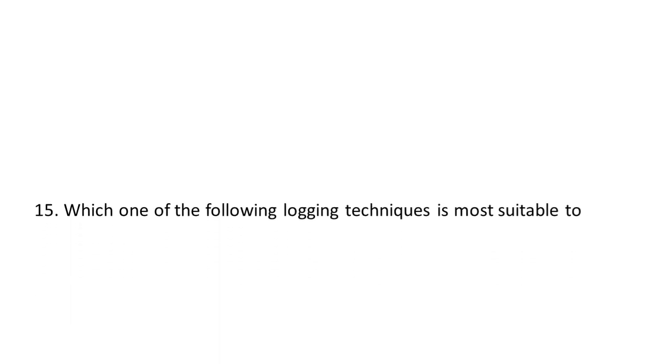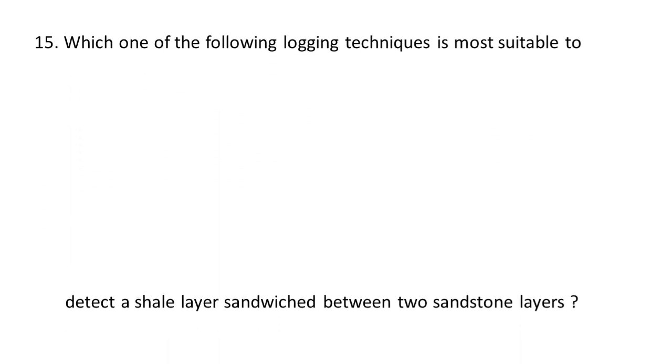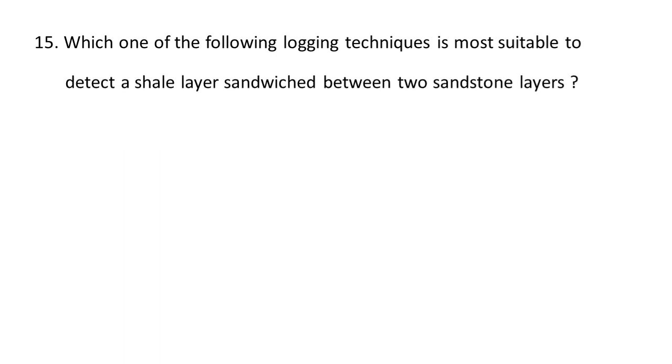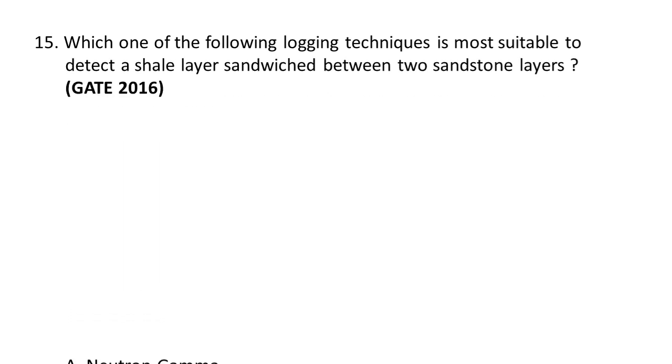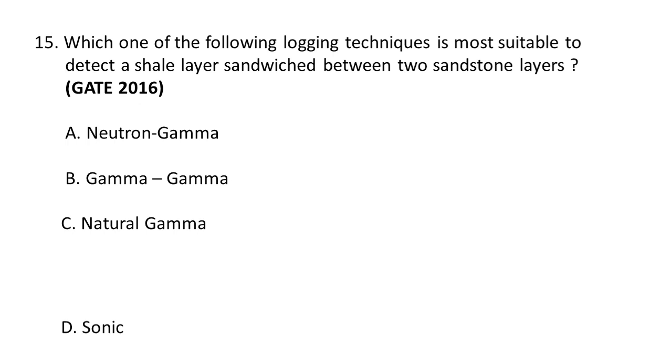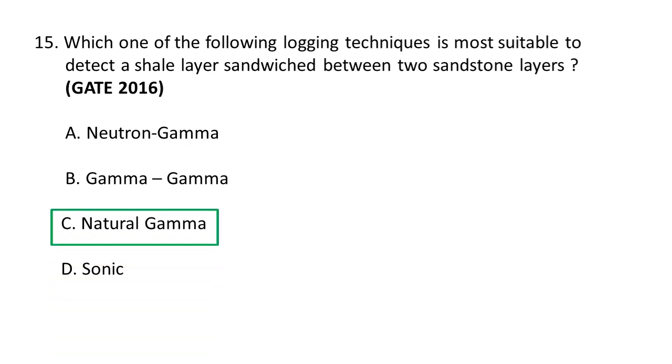Next question. Which one of the following logging techniques is most suitable to detect a shale layer sandwiched between two sandstone layers? The options are A, neutron gamma, B, gamma gamma, C, natural gamma, and D, sonic. The correct option is natural gamma. Natural gamma logging, also known as gamma ray logging and spectral gamma logging, is used to detect background radiation in the subsurface.